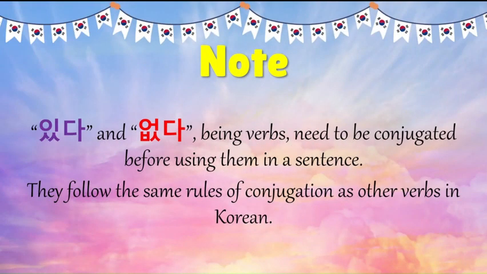We know that if you have to use any verb in a Korean sentence, then that verb needs to be conjugated before using it in a sentence, right? So similarly, itta and opta being verbs, they need to be conjugated. Now, itta and opta follow the same rules of conjugation as other verbs in Korean. You don't have to learn a different set of rules for conjugating these two verbs. They follow the regular rules of conjugation that are followed by other verbs in Korean language. And we already know how to conjugate verbs in Korean.